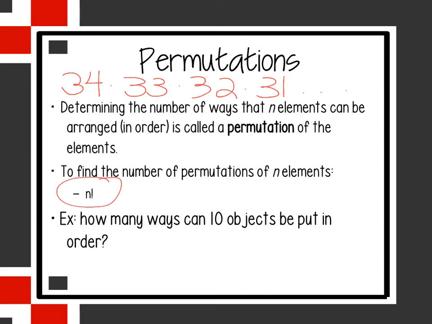This is where order matters. So you're going to look for words like order. Order matters. How many ways can 10 people get into a bus? How many ways can people finish a race in a certain order? It will literally say order matters. And that's how you know to do permutations, okay? So how many ways can 10 objects be put in order would be what?